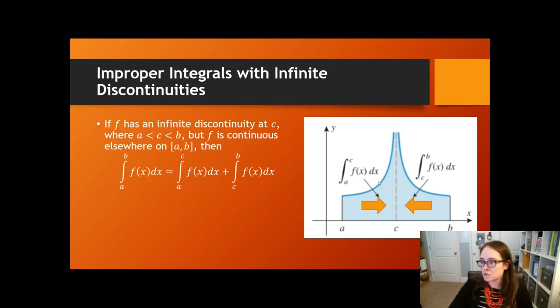So I have to do an integral for the left side of this. And so that would be a left-sided limit coming at it at C from the left. And then I'd have to do one for the right side. So a right-handed limit coming at C from the right. So it's like a combination of those first two examples with infinite discontinuities.